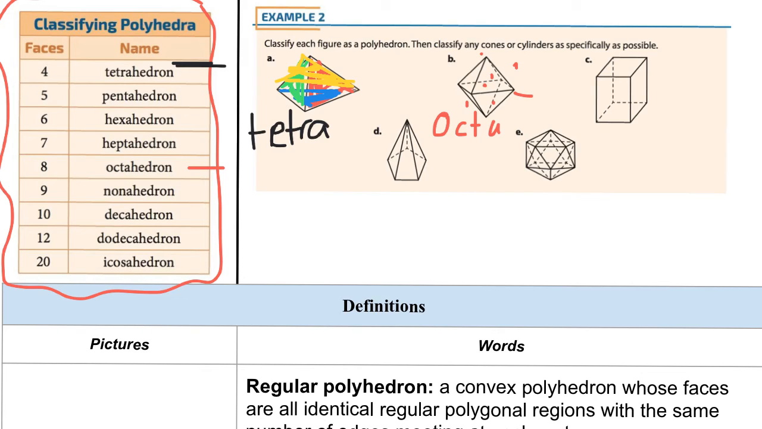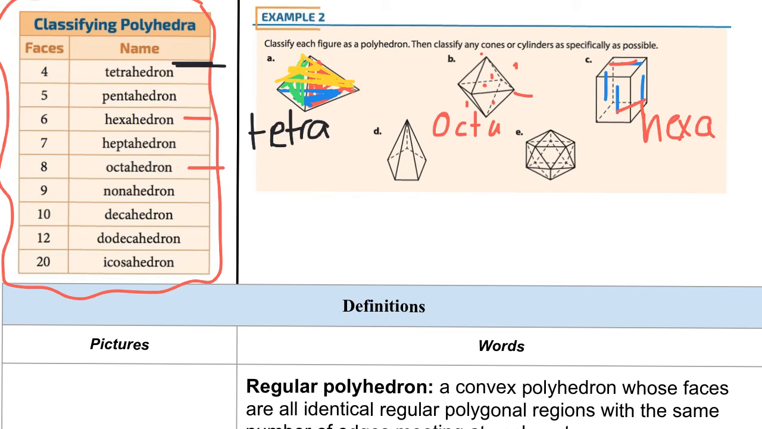C. You could probably call this a quadrilateral prism or rectangular prism, but if we wanted to name it as a polyhedron, we have to look at the number of faces. So we've got 1, 2, 3, 4 side faces, then 5 and 6 faces on the top and the bottom. So 6 faces, again, if we look over here, is a hexahedron.